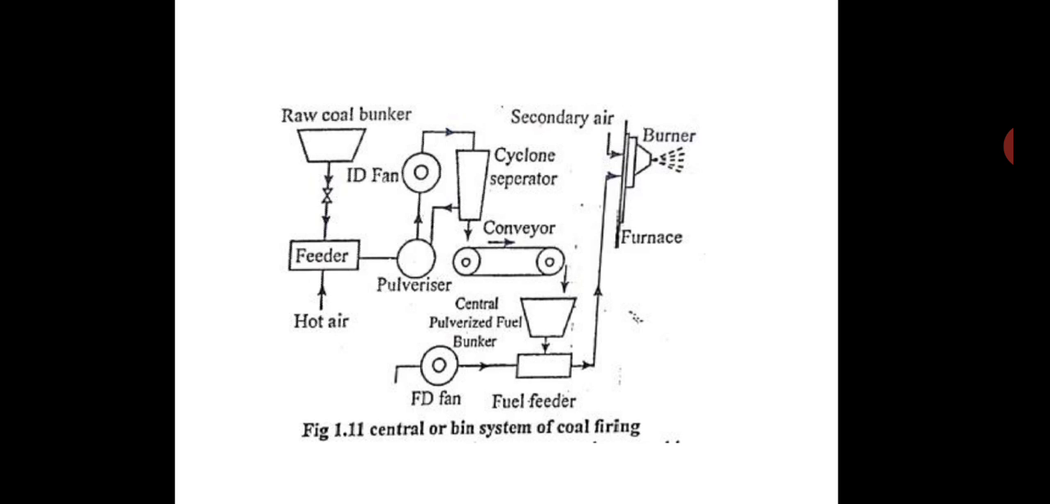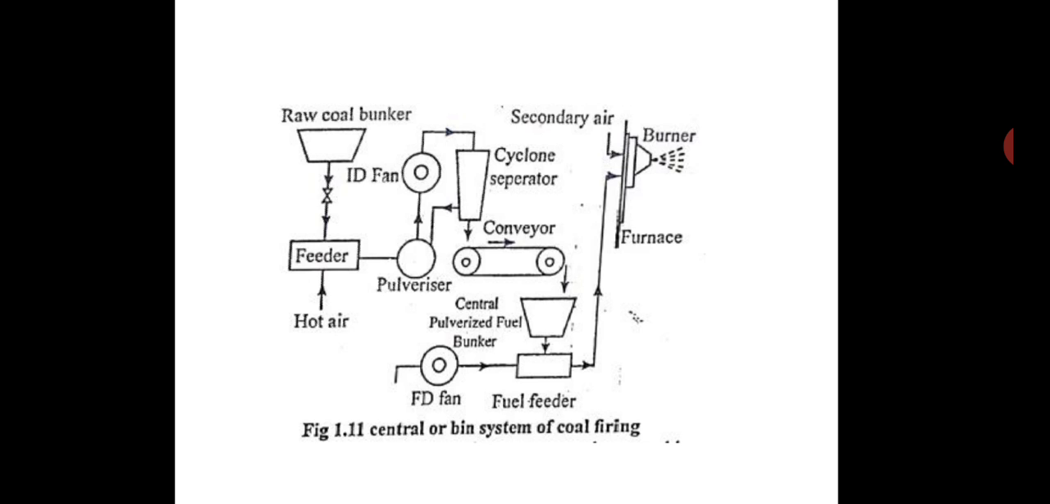The pulverized coal is then transferred from the separator to the central bunker, a big bin, through a conveyor system. The pressurized air from the forced draft fan supplies the stored coal to the burner. The air not only carries the fuel but also acts as the primary air for the combustion of fuel. Secondary air is supplied to the burner separately to assist in complete combustion.